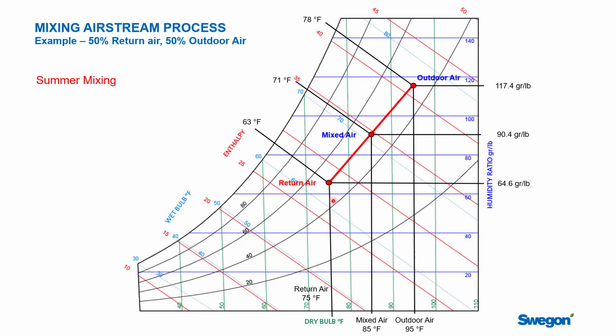Just remember, plot your two points of your two air streams, draw a line between the two, and then you're going to be somewhere on that line based on your actual mixing ratio.